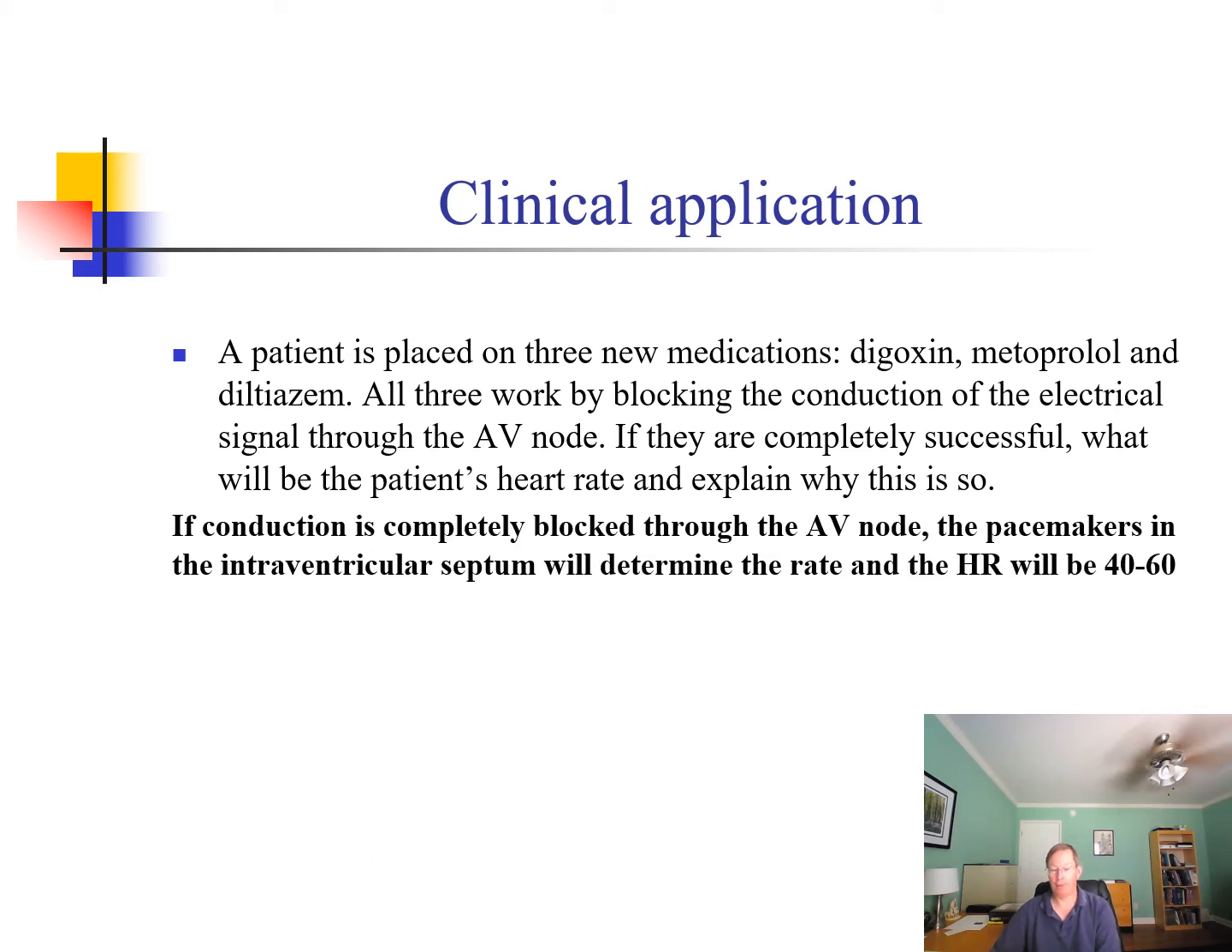Well, remember, if I completely block a signal to the AV node, the SA node pacemakers don't determine the heart rate. In fact, the backup pacemakers in the bundle of His are determining the heart rate, and I'm actually going to see a rate somewhere around 40 to 60 beats per minute.